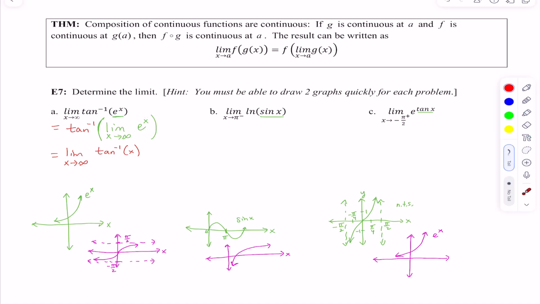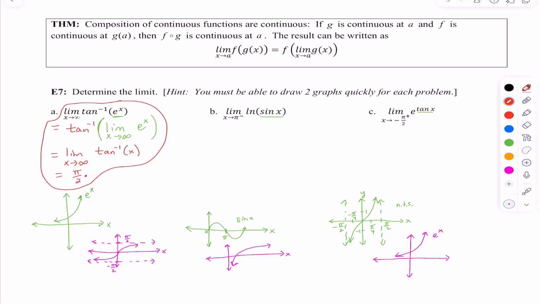And so now you just take advantage of your knowledge of trigonometry. What happens as x gets very large? Where do the corresponding inverse tangent values go? Well, they're approaching a finite number called pi over 2. So there you go. That's how you determine the limit of this first example.